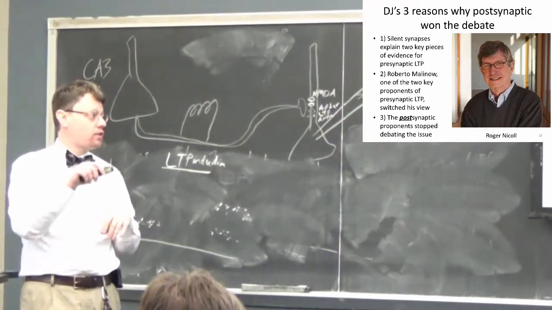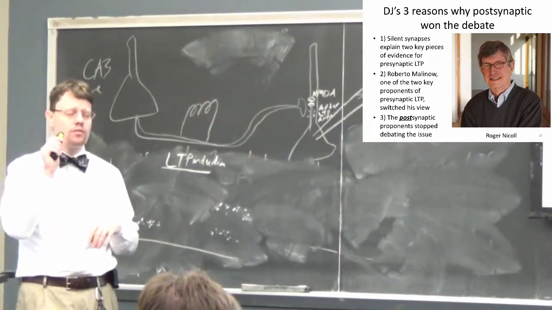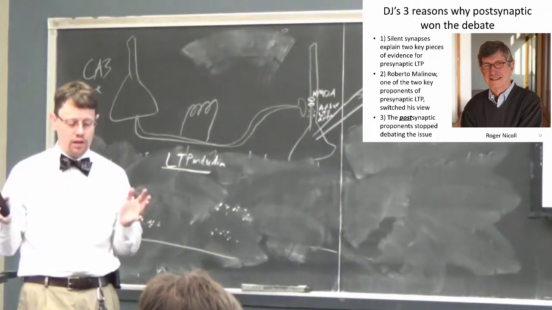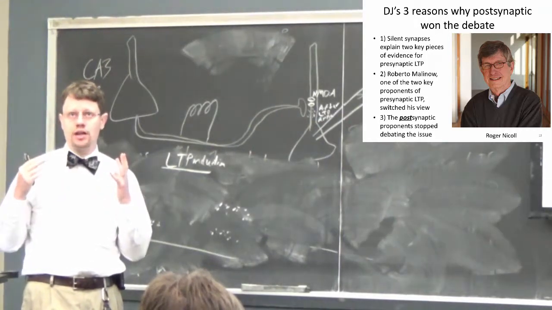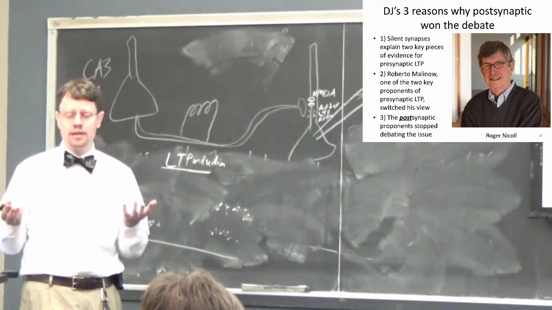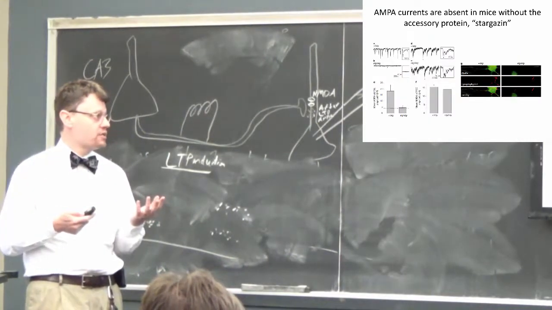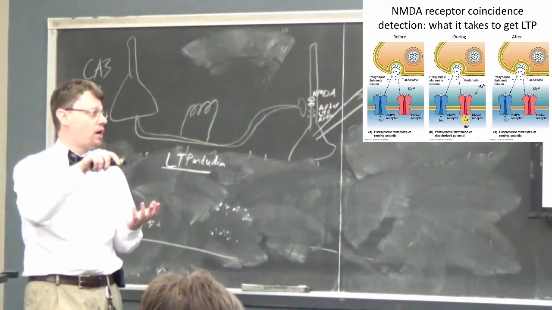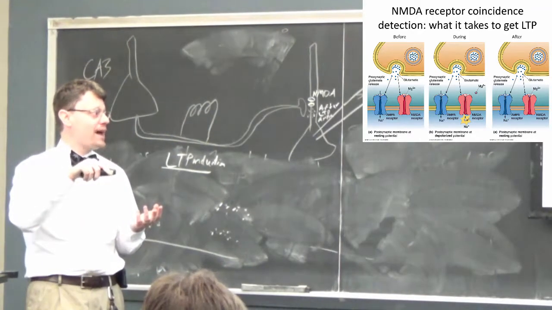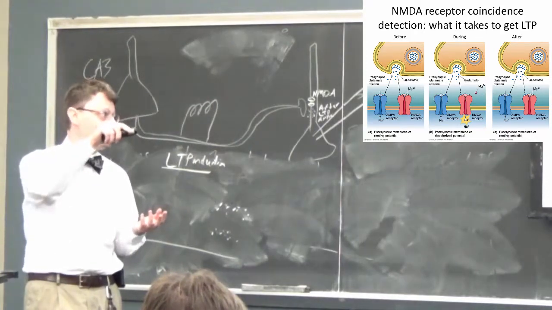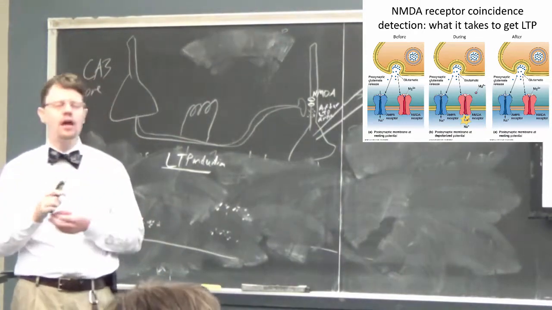And in fact, Roger Nichols, even before all these experiments were done, would argue that long-term potentiation kind of had to be postsynaptic because all of the detection is going on postsynaptic. It's going on at our NMDA receptors, and he would say it's crazy to imagine that some signal has to go back here before this is going to happen.